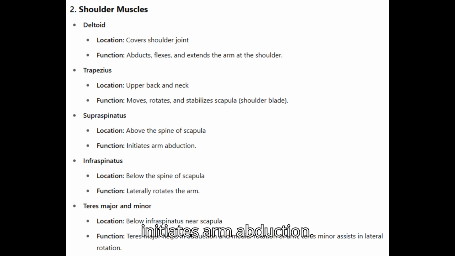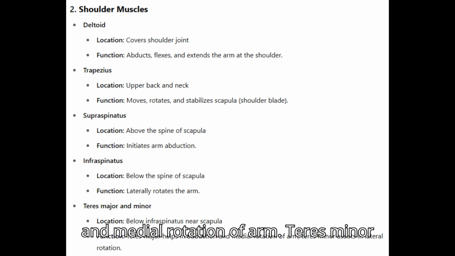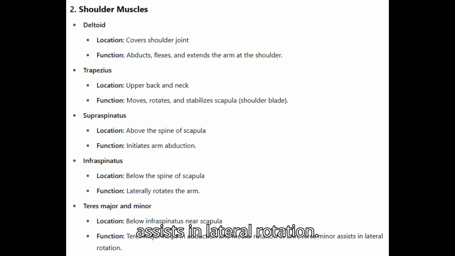Function. Initiates arm abduction. Infraspinatus. Location. Below the spine of scapula. Function. Laterally rotates the arm. Teres major and minor. Location. Below infraspinatus near scapula. Function. Teres major helps in adduction and medial rotation of arm. Teres minor assists in lateral rotation.